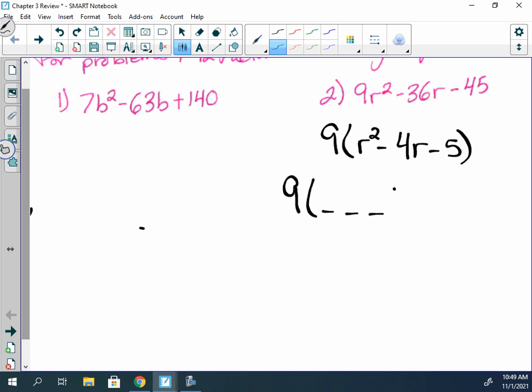Once we've factored out all the greatest common factors, we'll have our 2 sets of parentheses with 3 spaces. After that, we'll find the sign. To find the sign, we look at the third term. If the third term is positive, the signs are the same and they match the sign of the middle term. If the third term is negative, our signs are opposite. Since it's negative here, one is going to be positive and one is going to be negative.